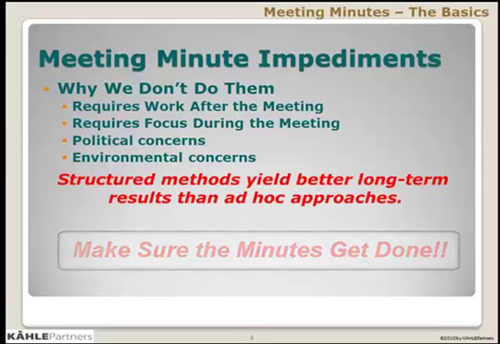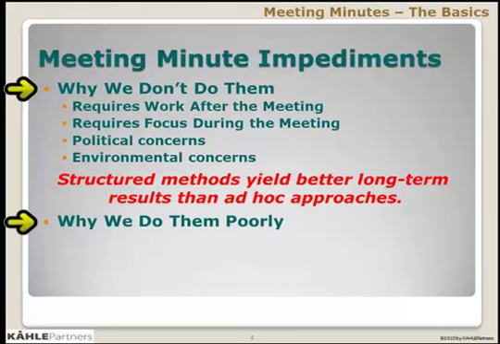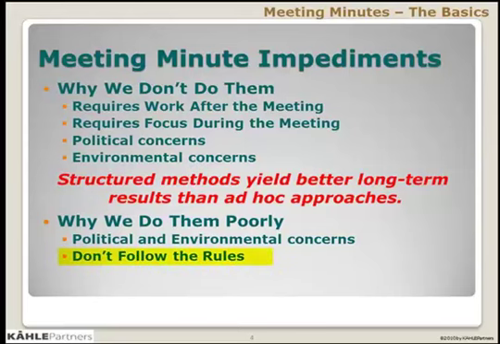Now, we mentioned earlier that not doing the minutes is one problem, but that in some larger organizations, they may do minutes, but do them in such a way that they undermine their effectiveness. In other words, we do them poorly. And there are several reasons for this as well. First of all, there's the political and environmental concerns that we mentioned above. If these forces are not strong enough to actually prevent the doing of meeting minutes, they certainly can be strong enough to impinge upon the effectiveness with which meeting minutes are done. Secondly, we simply don't follow the rules for doing minutes. And not following the rules for doing meeting minutes properly is the leading cause of why minutes are done poorly, and we'll talk about those rules in just a moment.